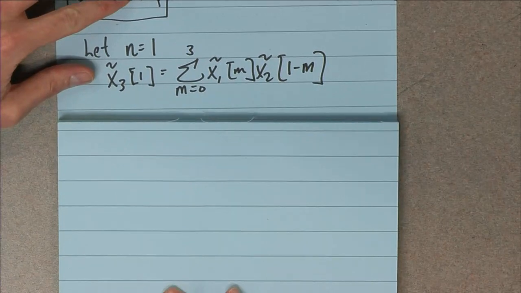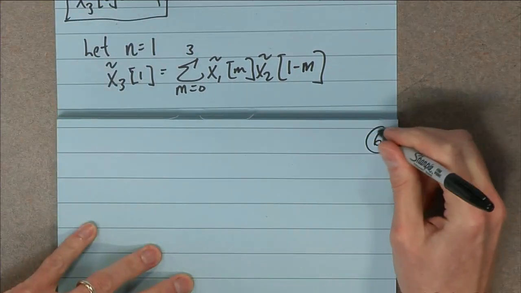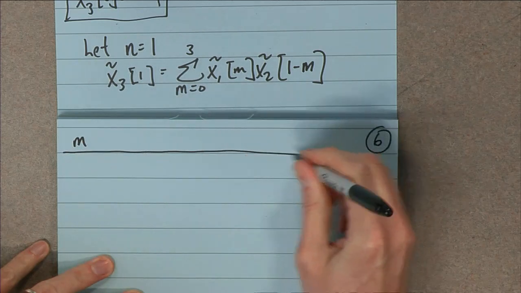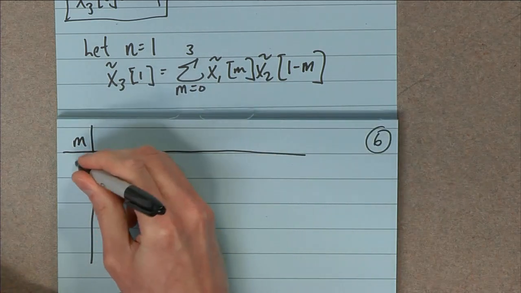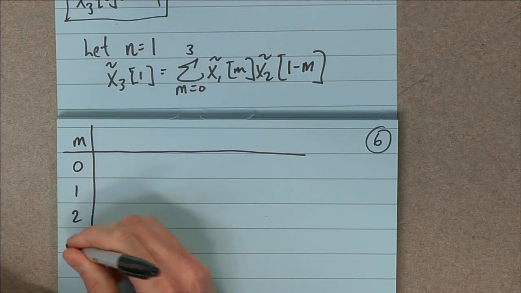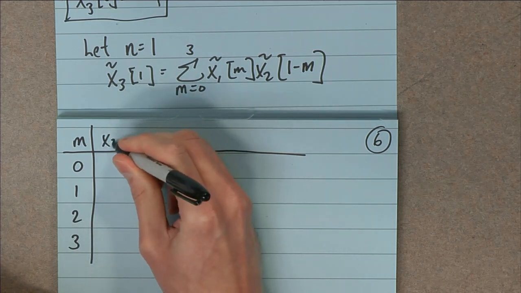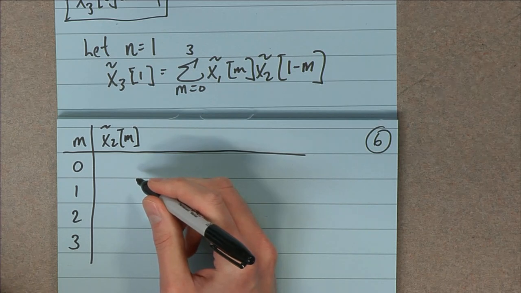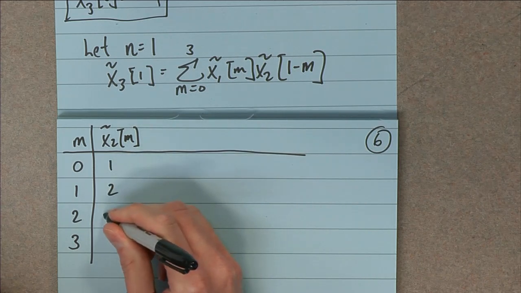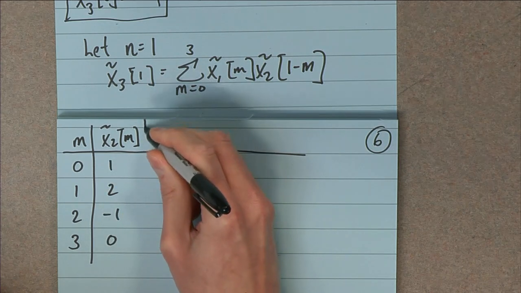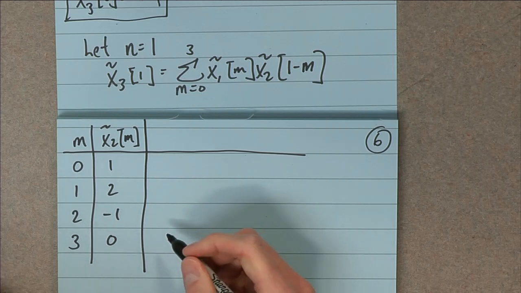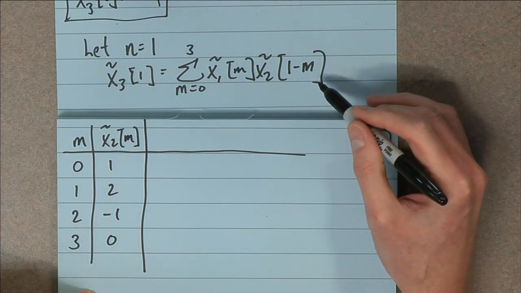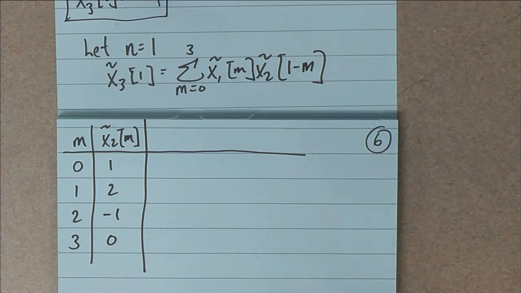Now with that set up, let's make our table again. Things will be somewhat similar with a twist. So we've got x2 tilde of m, same as before: 1, 2, minus 1, 0. But now what do I care about? Now I care about this quantity, x2 of 1 minus m, and of course that's modulo 4.